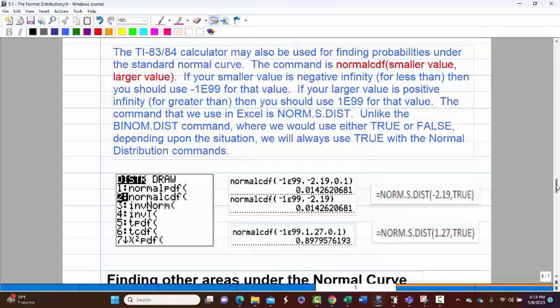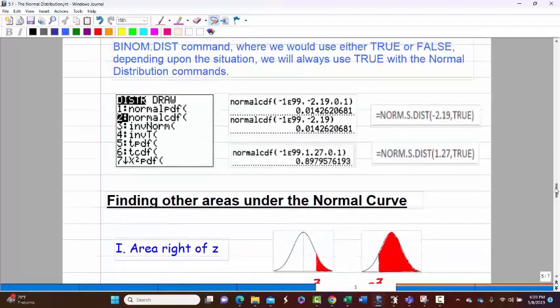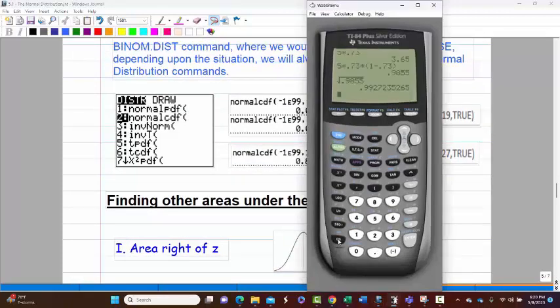For less than, you use normal CDF, and I'm going to show you how to get this negative 1e to the 99. In fact, I'll just go ahead and do this one. It won't be in the prettier looking calculator like you see on the screen there, but that's on a different computer.